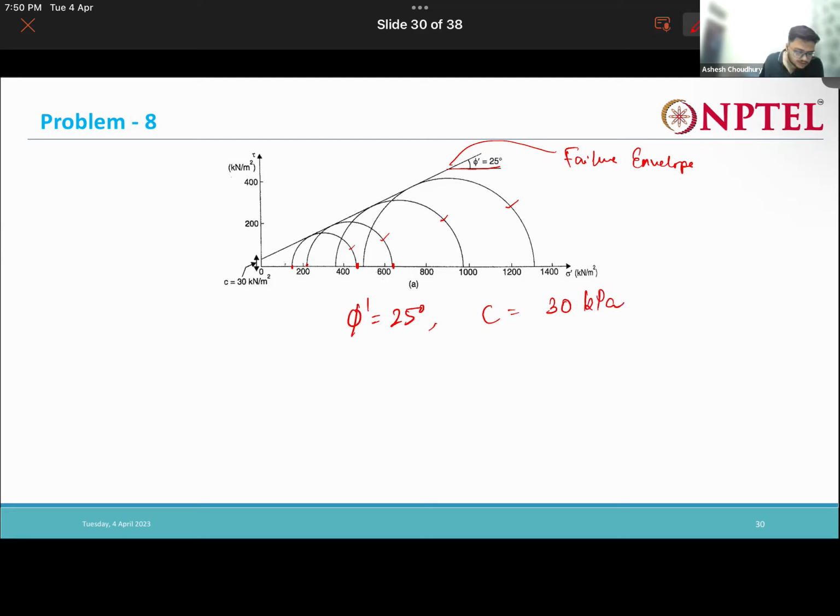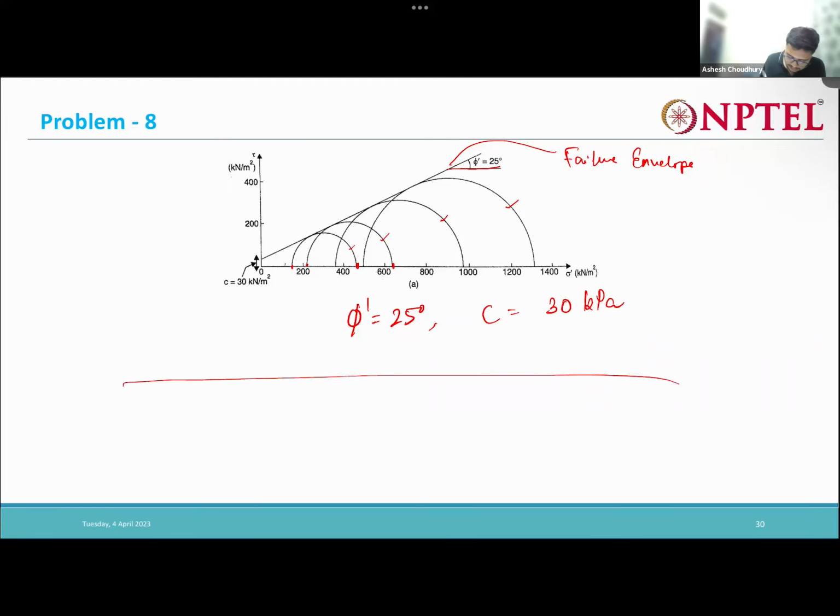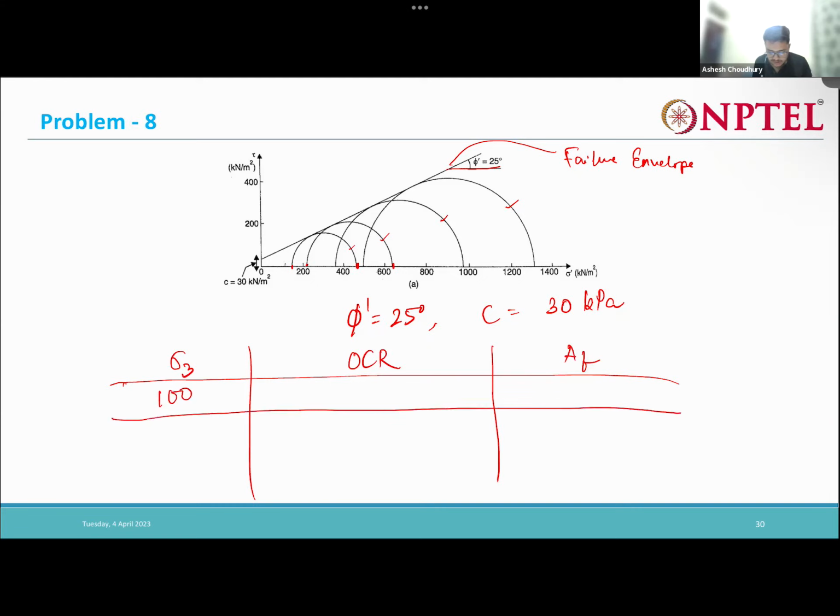Right. So the next part is we need to plot the variation of AF with the over consolidation ratio. This is my next part. So now let me make another table. Here we have sigma 3, we have over consolidation ratio, we have AF. First my sigma 3 is 100. So what will be my over consolidation ratio, OCR, when sigma 3 is 100?